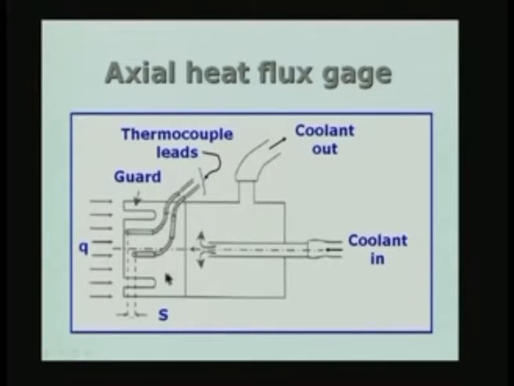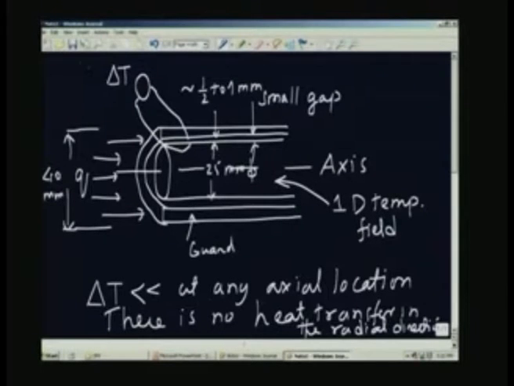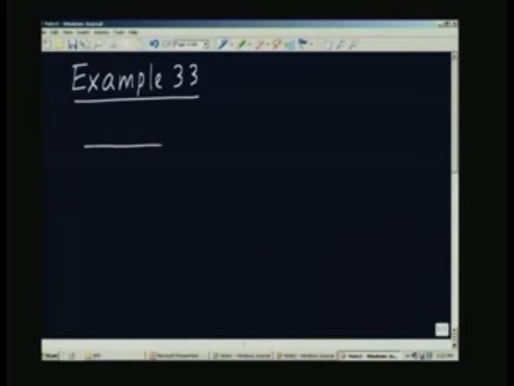So, let us look at a typical case and work out the kind of numbers we are going to get. So, this will be example 33. I will assume that you have a 25 millimeter diameter main gauge, and of course, for the calculation purpose the guard does not come into the picture. The guard is not going to come into the picture.